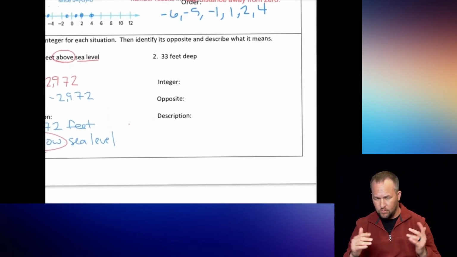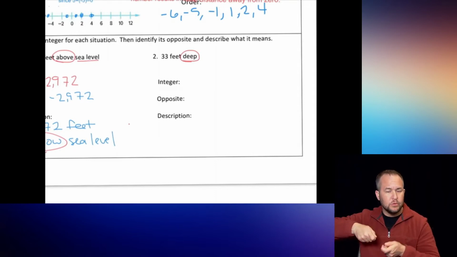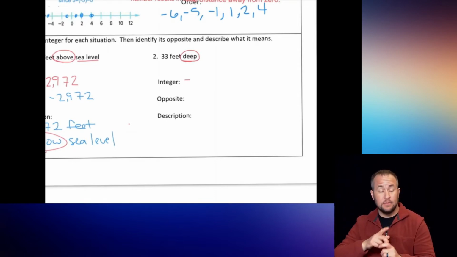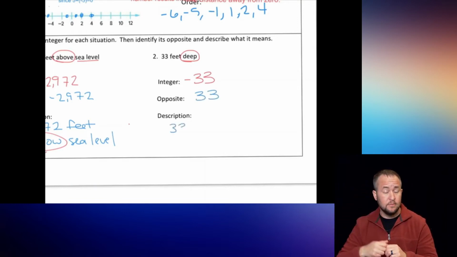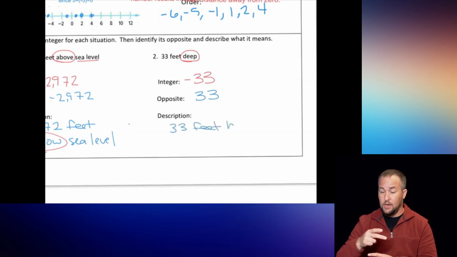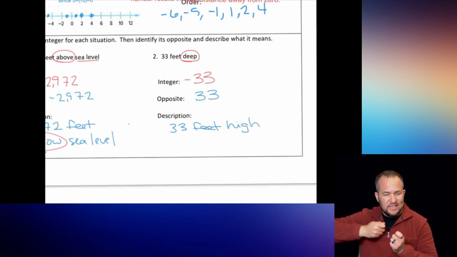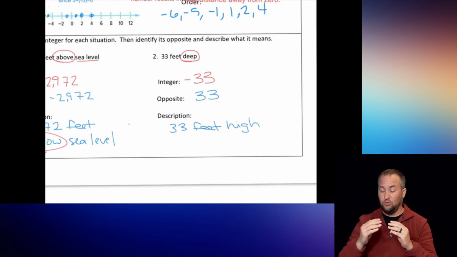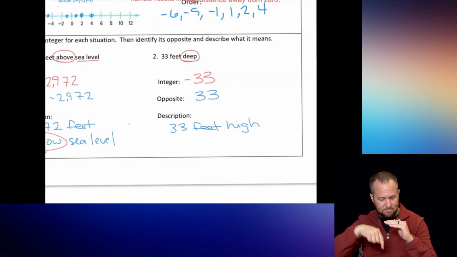So if we look at this next one, 33 feet deep. Here our keyword is deep. That means we're probably under. We're digging a hole underground. So our integer here is going to be negative 33. Our additive inverse, or our opposite, is going to be a positive 33. So again, what's the opposite of deep? Probably high. And so this means we're going to be 33 feet high. If we're talking about digging a hole, 0 would be the ground level. Anything below that, going deeper, is negative. Anything building above that is positive.